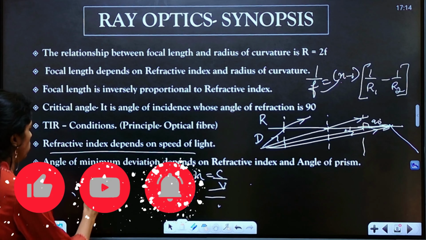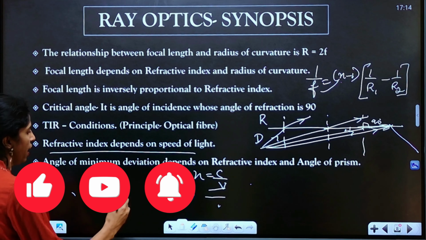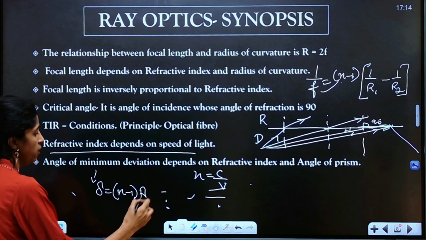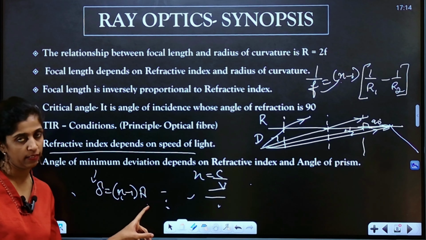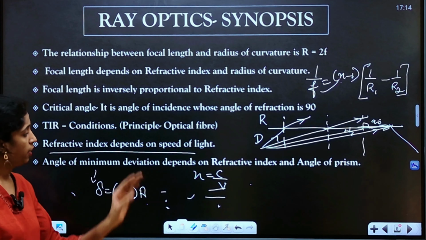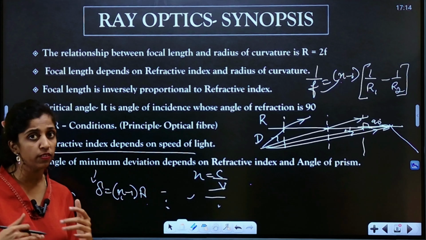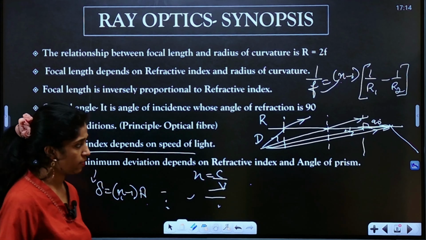Okay, we have a formula also for this, right? That is delta equals (n minus 1) times A. So it depends on the refractive index as well as the angle of the prism. Okay, so all these things you should know, because in MCQs, these are something which can be asked.